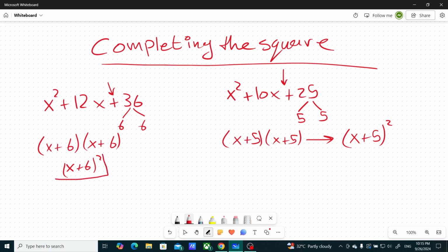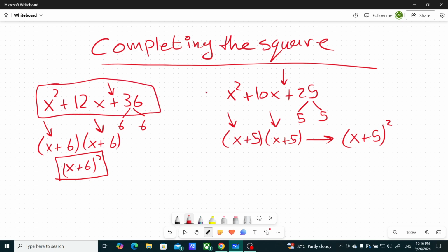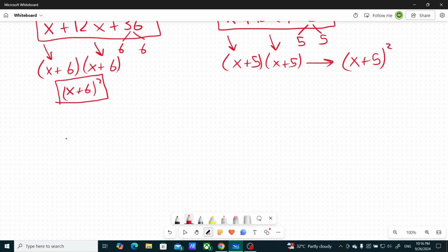Okay, the special thing about these two functions and other functions like them is that when they're factorized, they become basically a binomial multiplying itself, or a binomial to the power of 2. This type of quadratic function is called a perfect square trinomial. So, these functions are called a perfect square trinomial.